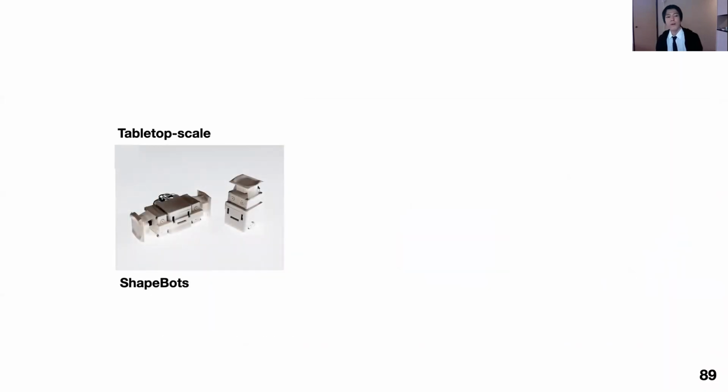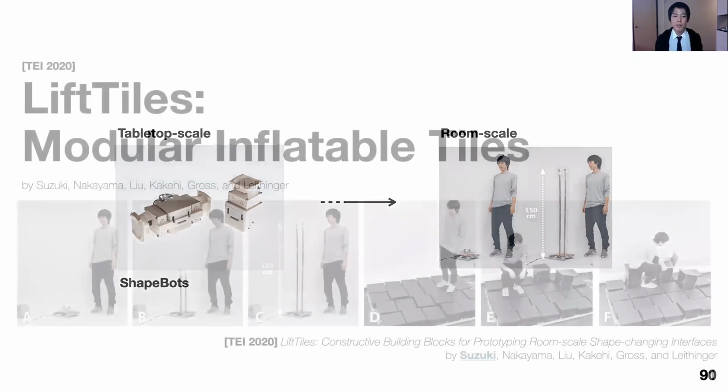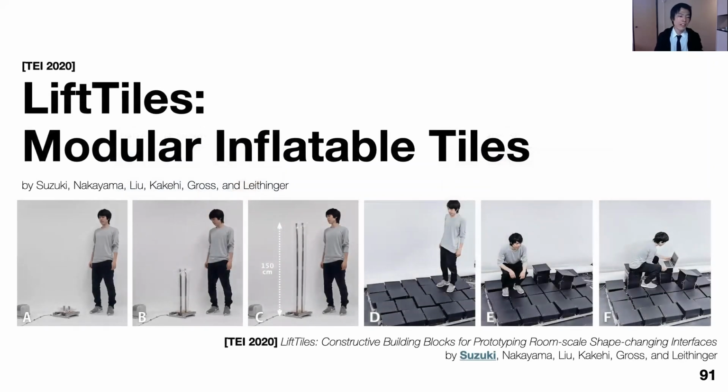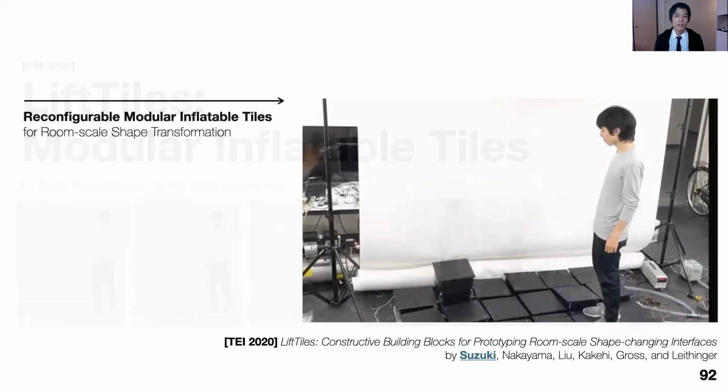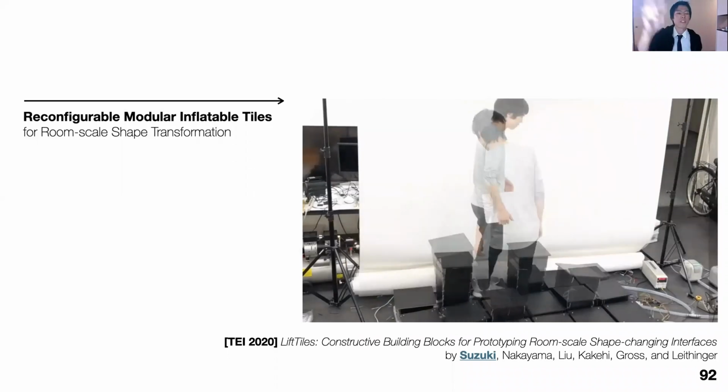So this is ShapeBots' demonstration at the tabletop scale, with active elements for dynamic shape construction. But it's also interesting to see what if we can scale it up to a larger scale, such as room scale. To explore this idea, we have developed LiftTiles, which are modular inflatable tiles for active discrete collective elements. LiftTiles are reconfigurable modular inflatable tiles for room-scale shape transformation.